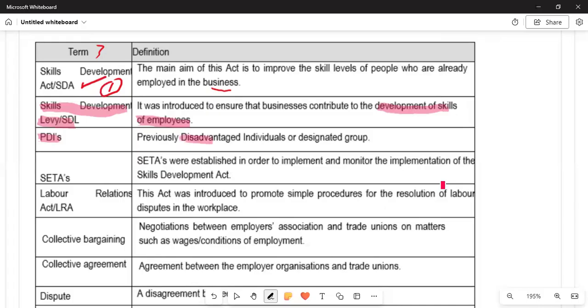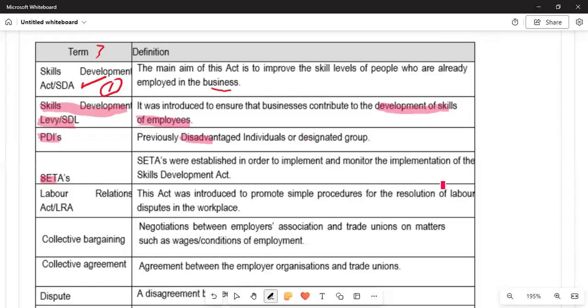Then we have SETAs, which is the Sector Education and Training Authority, which was established in order to implement and monitor implementation of the Skills Development Act. When you talk of sectors, there are so many sectors that you can talk about, such as the agri-sector, the food and beverage sector, and the education sector.